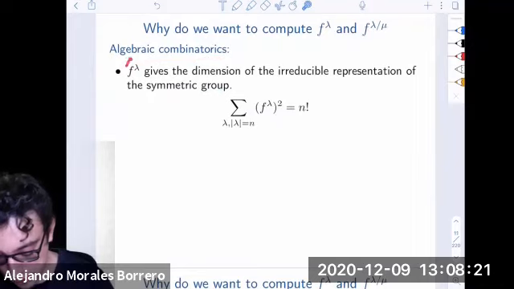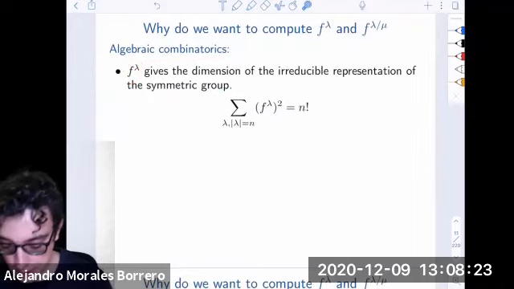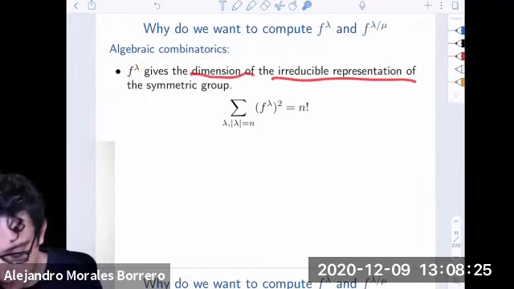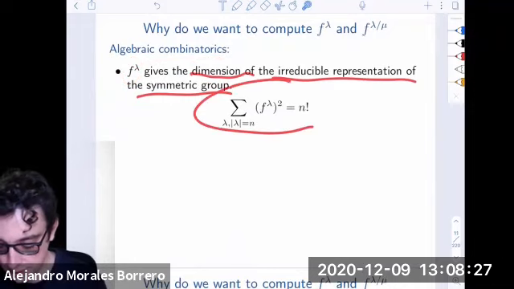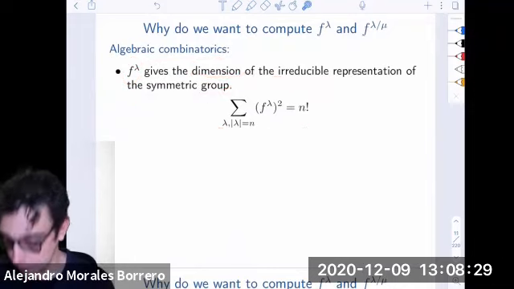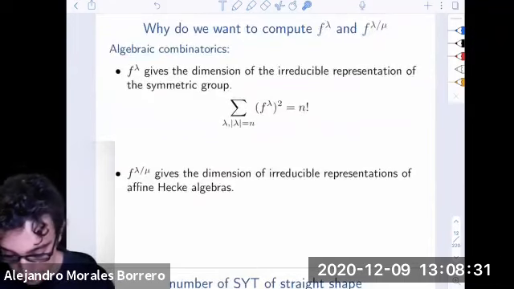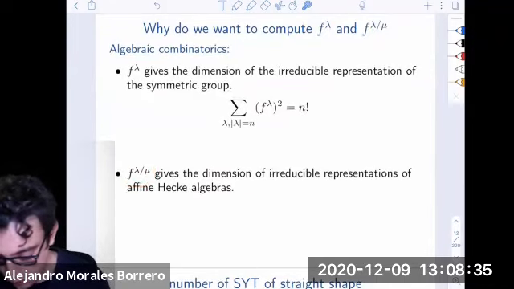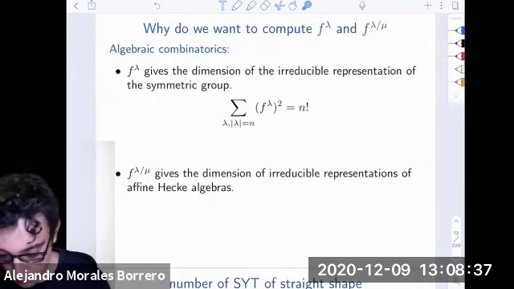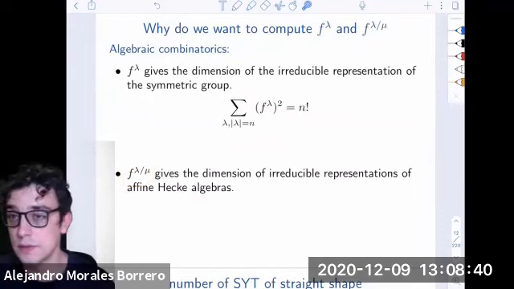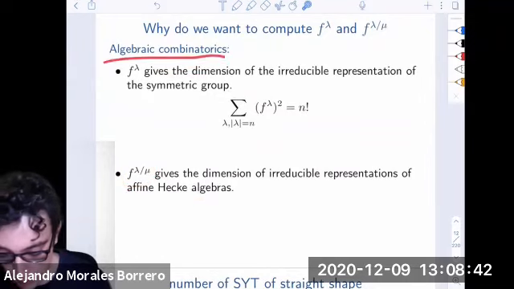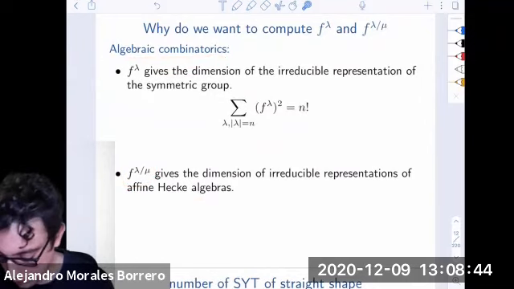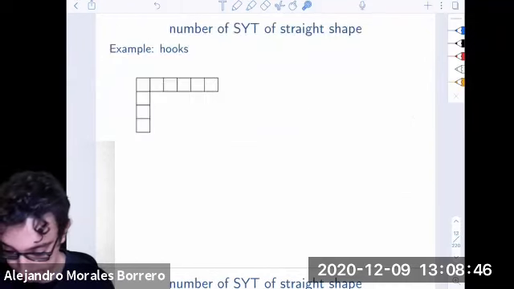The number of standard tableaux of a straight shape gives the dimensions of irreducible representations of the symmetric group. You might have seen this formula in a course in algebraic combinatorics. For skew shapes, the number of standard tableaux gives dimensions of certain irreducible representations of Hecke algebras. So maybe a reason we care about this in algebraic combinatorics is they give you dimensions of spaces.